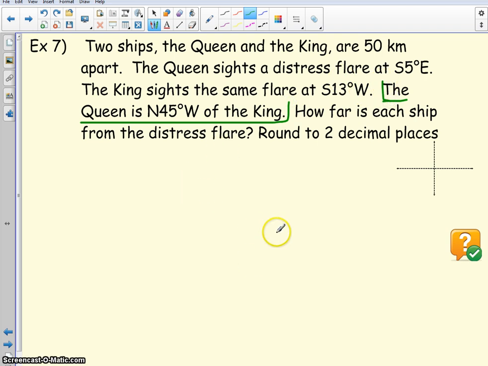So wherever the king is, and let's just say it's somewhere down here, call that K, the queen is north 45 west of it. So that means go north 45 degrees to the west approximately, and that would be where your queen boat is located. Okay, and the angle it's going to make here again is going to be 45 degrees. And it tells you how far these two ships are apart from each other. They're 50 kilometers.